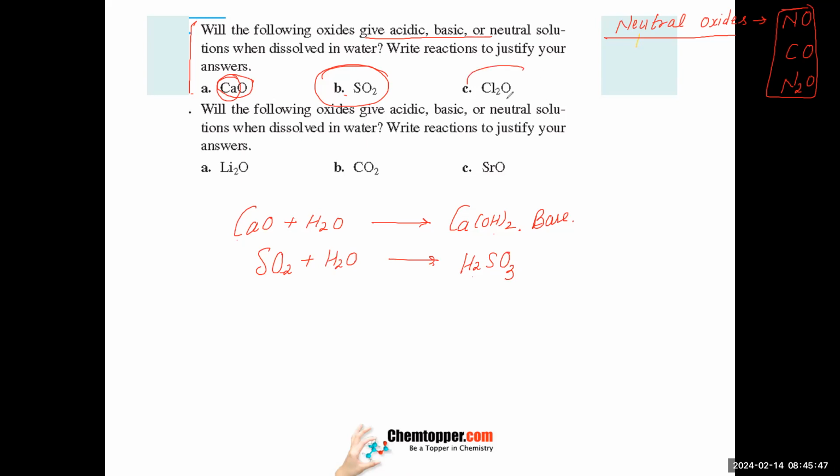Okay, now let's take this Cl2O plus water. What is it? Metallic, non-metallic?